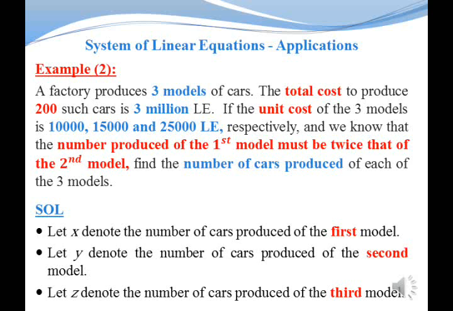This means that we want to know the number of cars produced of each model, so we can define x to be the number of cars produced from the first model, y to be the number of cars produced of the second model, and z to be the number of cars produced of the third model. And from where did we get this piece of information? From the question itself. Usually what the question asks for should be your variables, because this is the solution of the system that we aim to find.